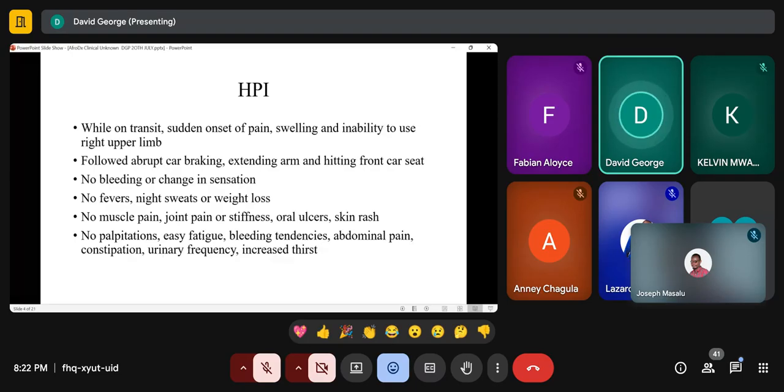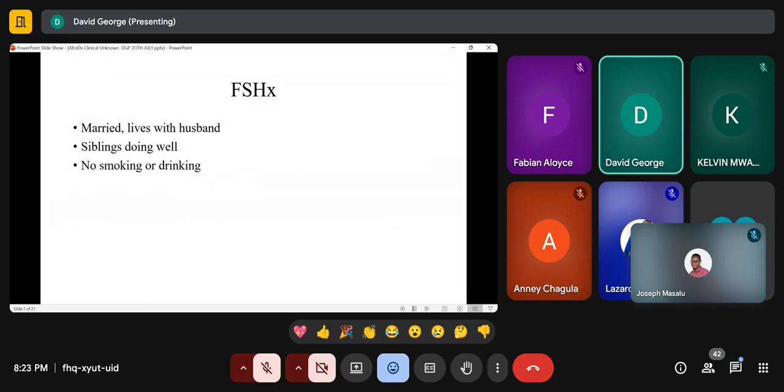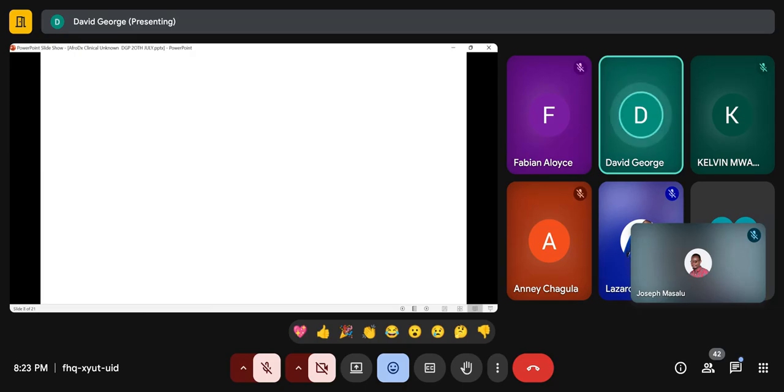She denies fevers, night sweats, or weight loss, no muscle pain, joint pain, or stiffness, or ulcers, or skin rash. She has no palpitations, easy fatigue, bleeding tendencies, abdominal pain, constipation, urinary frequency, or increased thirst. So the review of systems was unremarkable. Past medical history unremarkable. She has no chronic illness and she's not on any medications. The family and social history was non-contributory, and that's it about the history.